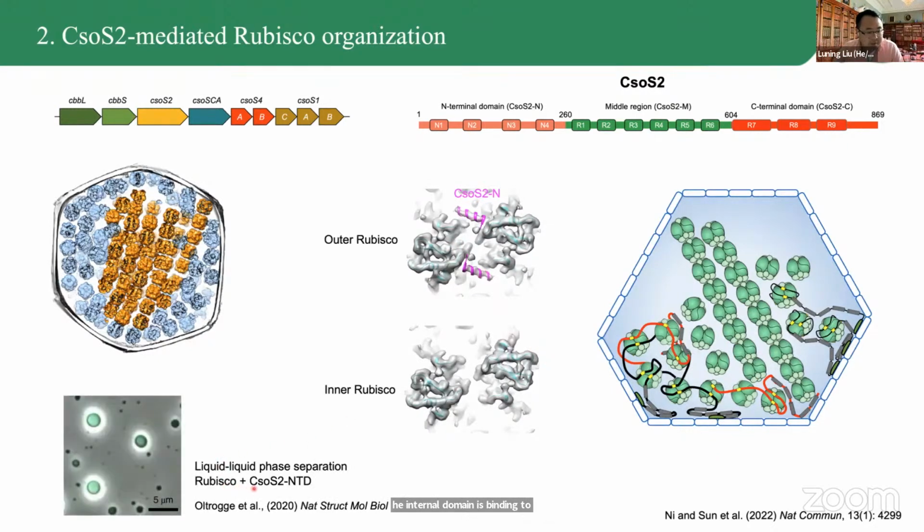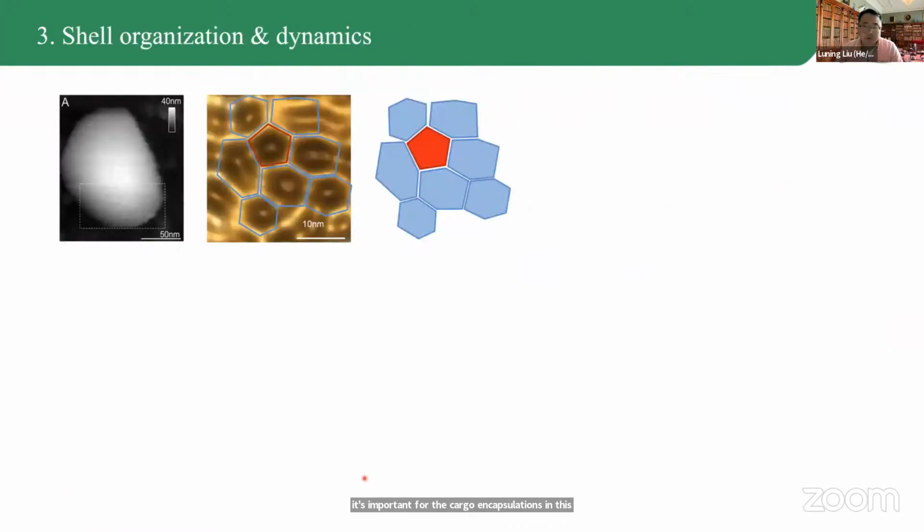And in vitro experiments also show this linker region can trigger the formation of liquid-like condensates of Rubiscos, indicating it's important for cargo encapsulation in the biogenesis of this protein organelle. So we're also interested in the shell organization. Using atomic force microscopy, you can look at the surface of the carboxysome shells and get a very low-resolution structure of the hexamer and pentamer organizations.